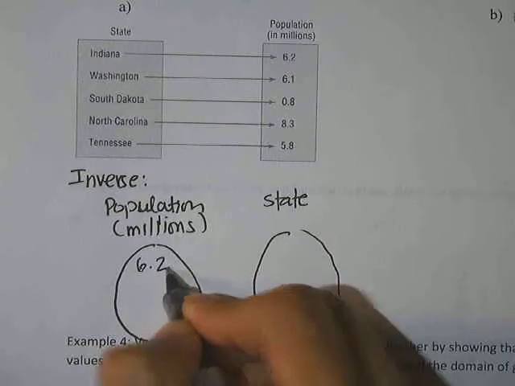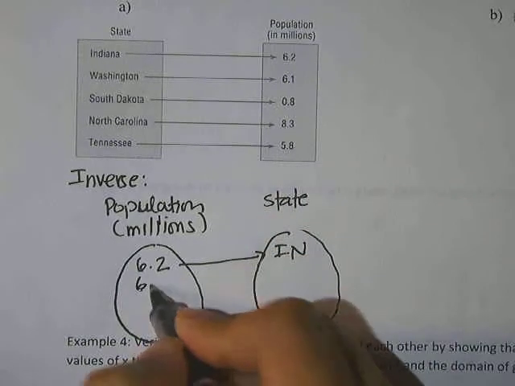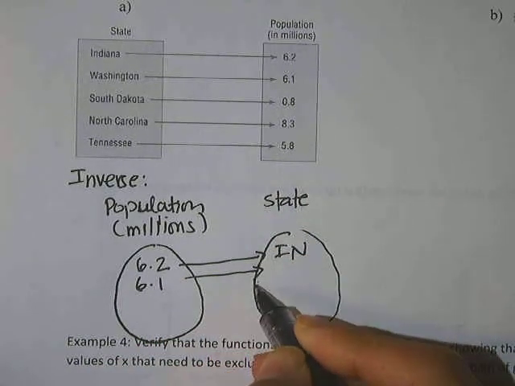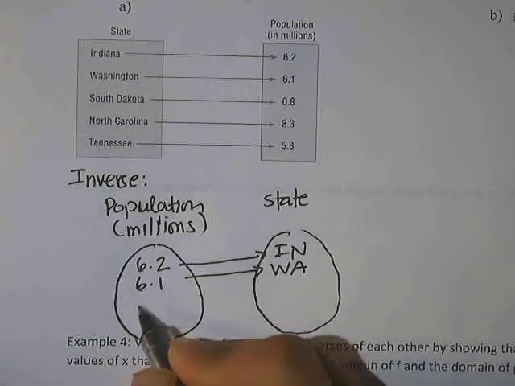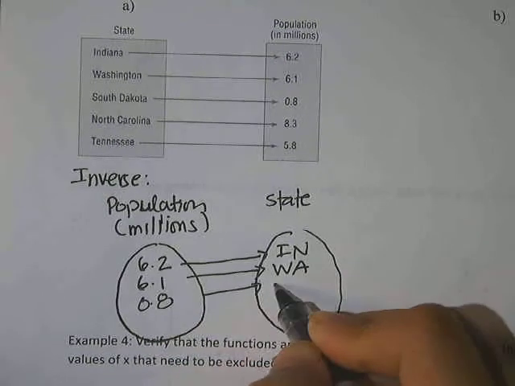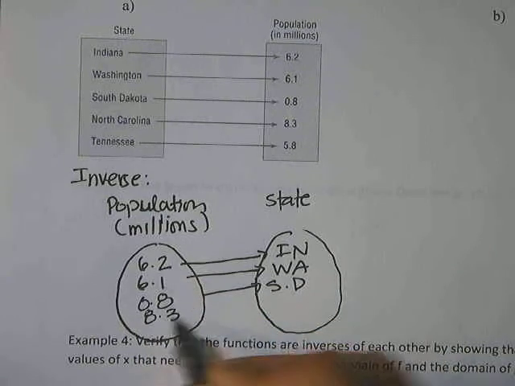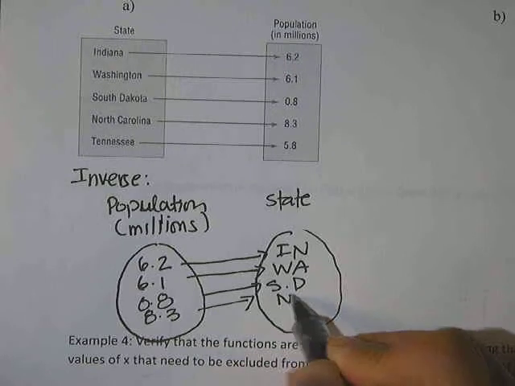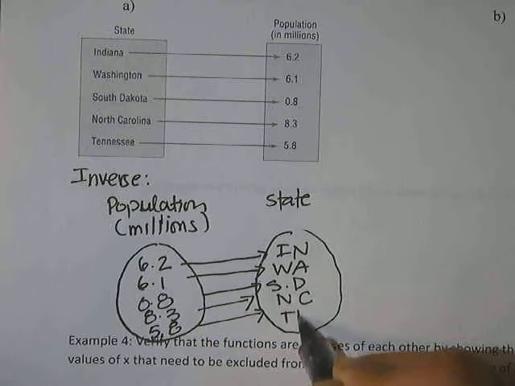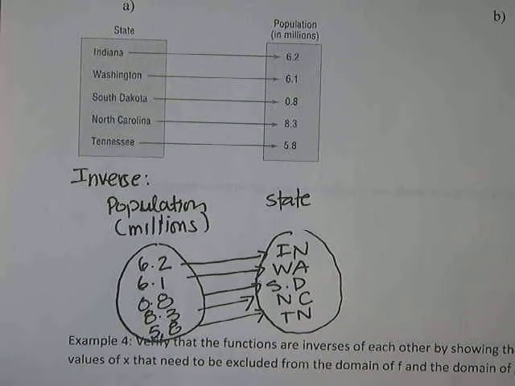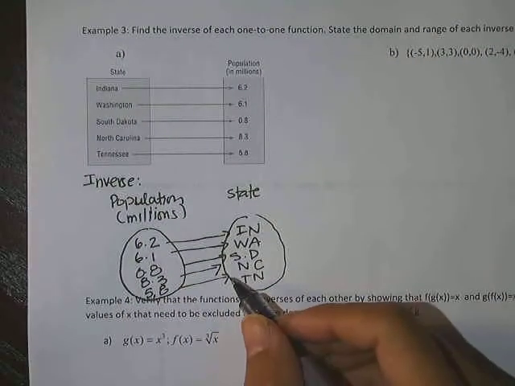6.2 is mapped to Indiana, and I'm just going to use abbreviation. 6.1 is mapped to, you do need the arrows here in the end to represent what is mapping to, Washington. 0.8 is mapped to South Dakota. And 8.3 is now mapped to North Carolina. And 5.3, no, I'm sorry, that was 5.8, mapped to Tennessee. So this is the inverse in mapping format.